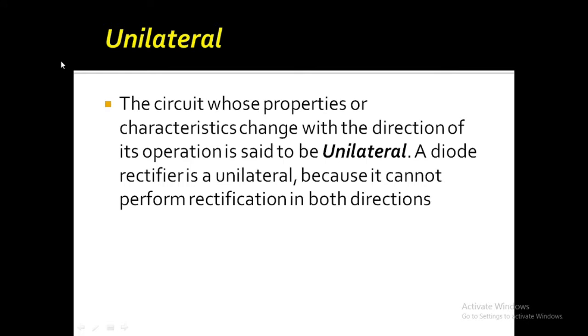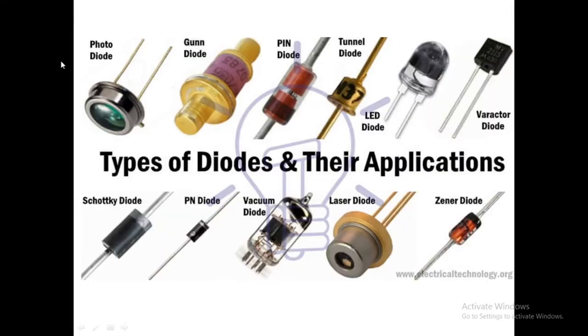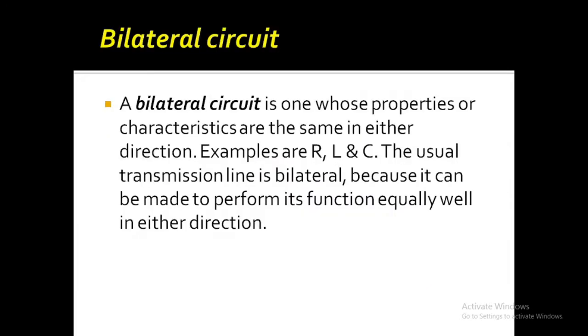A diode rectifier is unilateral because it cannot perform rectification in both directions. You could see here in the diagram there are several diodes which can perform in either one direction, either forward bias or reverse bias. But you have seen in the laboratory, if you are having the diode, it will work either in forward bias or in reverse bias. Some diodes work in only reverse bias, and some diodes work in the forward bias.